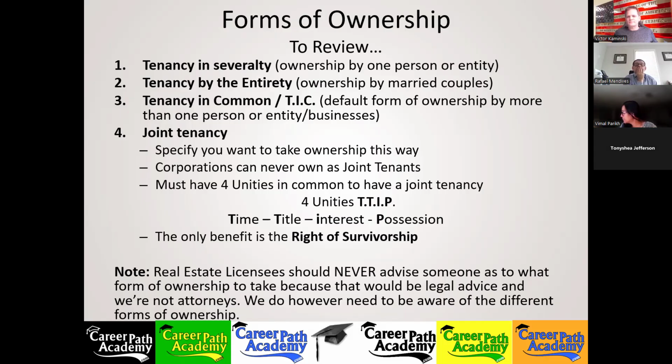What form is the default form, right? Two or more people not married to each other. What's the default form? No, if they're not married to each other. You've got 2 or more people not married to each other. What's the default form of ownership? Tenancy in common.